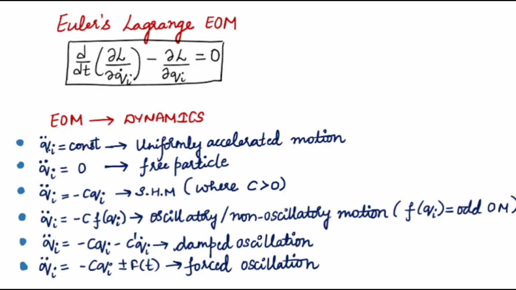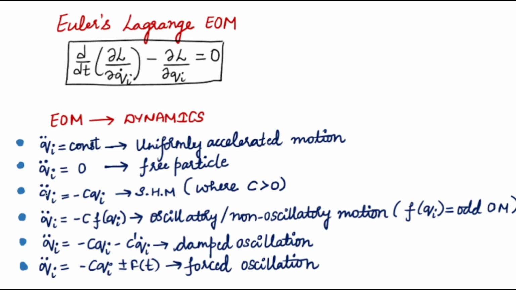So qi double dot equal to a constant means it is a uniformly accelerated motion. If qi double dot is equal to 0, it means it is a free particle. The dynamics of the system is nothing but a free particle. It is similar to kinematics only, but here the language is different.